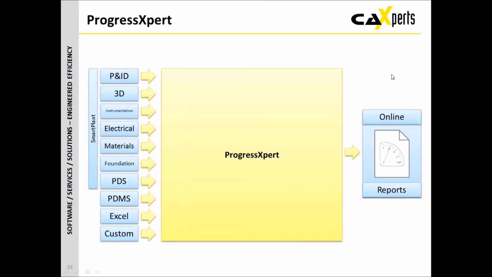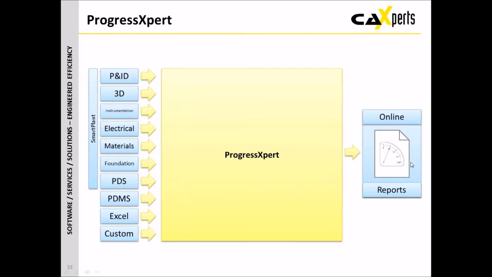So the technology that we have for this is called ProgressXpert. Now, you saw with Christine and the quality assurance module, the data quality checking, that we had access to a number of different platforms. Well, we used the same mechanism that we used for the quality assurance module for ProgressXpert. So if we want to check progress for P&IDs, instrumentation, for the 3D model, or even just based on Excel spreadsheets, we can do that. The custom report adapter means we can apply this to any other in-house system or data source.